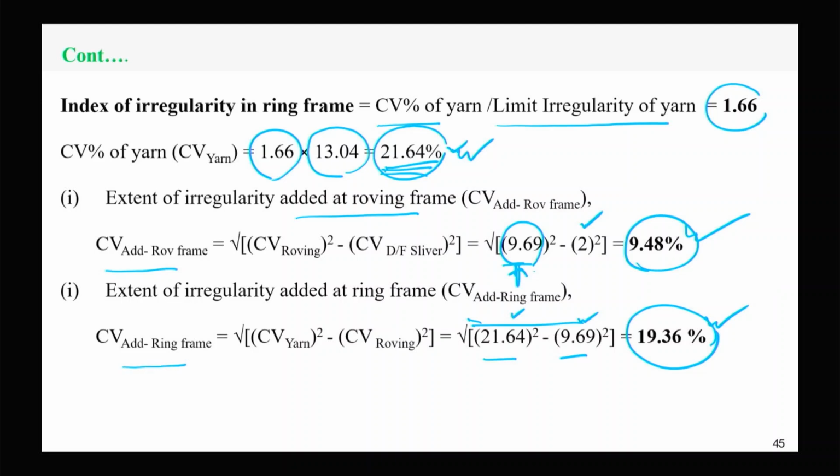So if we have a clear conception about the definition, what the index of irregularity is, and the process flow where the draft is being imparted, and how to calculate the number of fibers, we can address all these types of numerical.